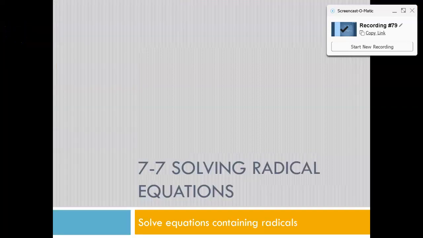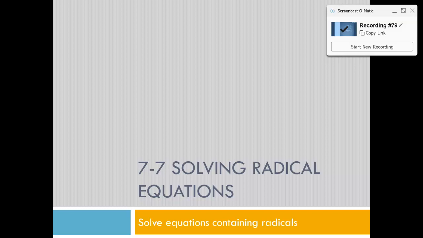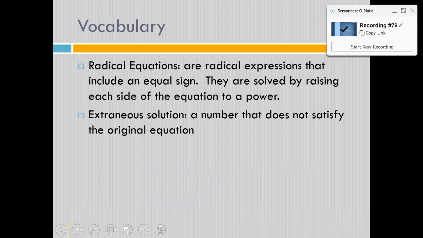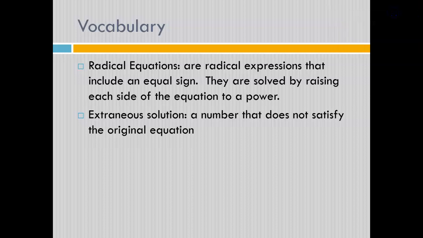So what is a radical equation? It is a radical with an equal sign. We have already looked at simplifying radicals. What we're going to do now is take that simplification one step further, and we are going to solve them. This is where you have to understand the property of inverses and the property of extraneous solutions.